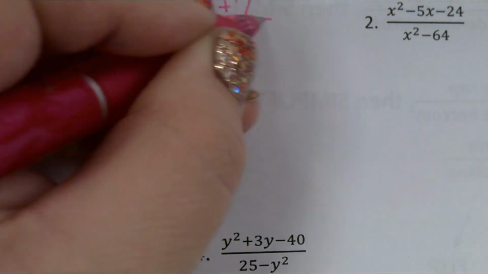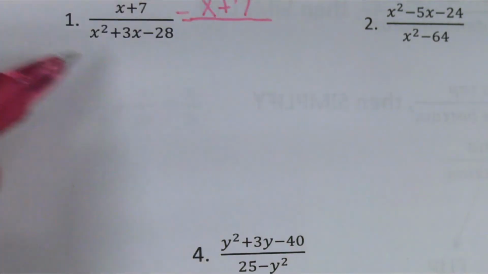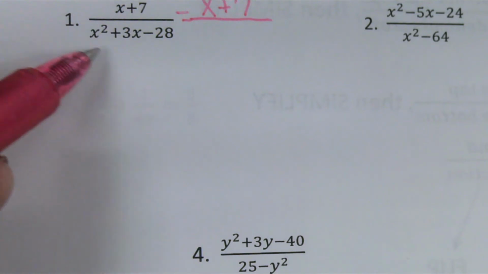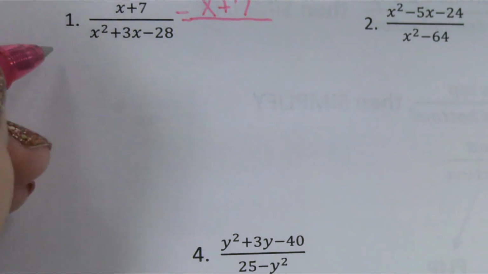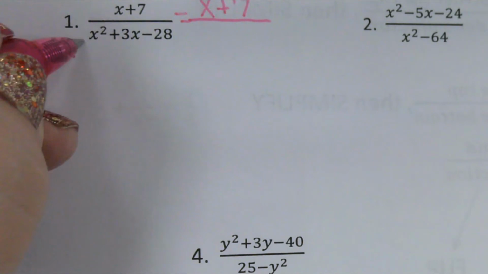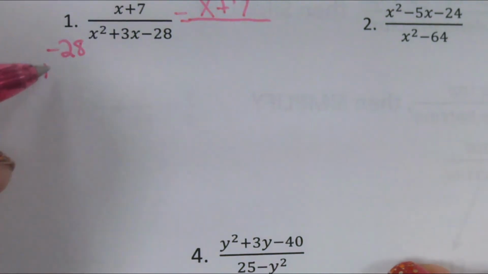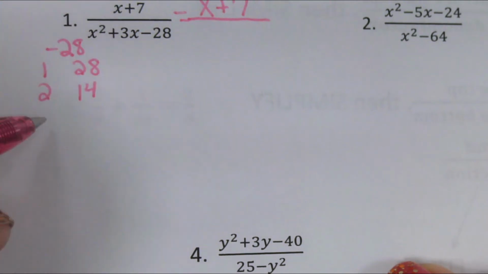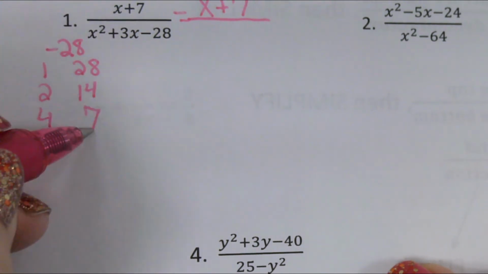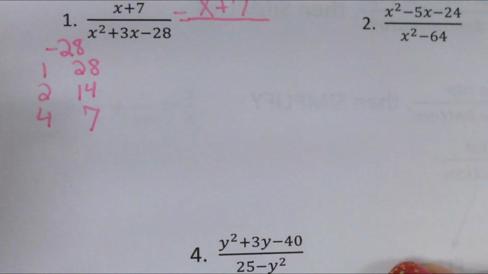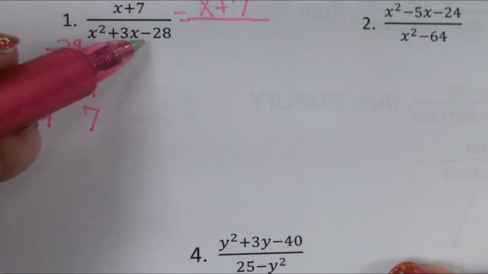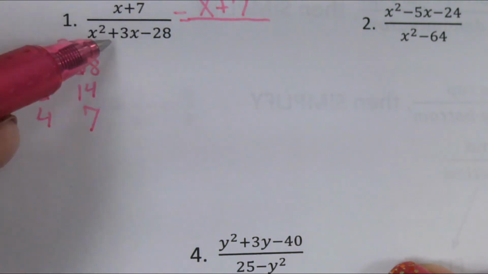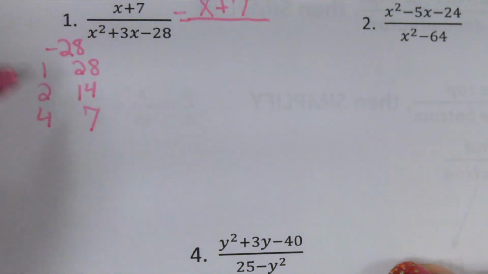The bottom, though, I can factor out this quadratic by using a times c. Factors of that, 1 and 28, 2 and 14. 3 doesn't work, but 4 and 7 work, and those are the last two factors. I need my signs to be one positive and one negative, and we're going to have the larger factor be positive so that we can add to equal positive 3.